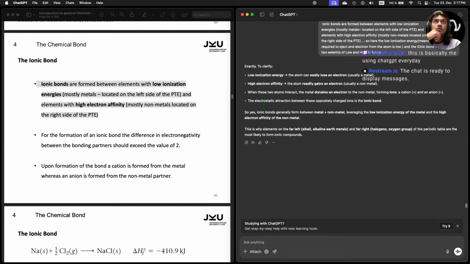Electrostatic attraction between these oppositely charged ions is the ionic bond. So it's an electrostatic attraction. Now, what is an electrostatic attraction? I don't know.